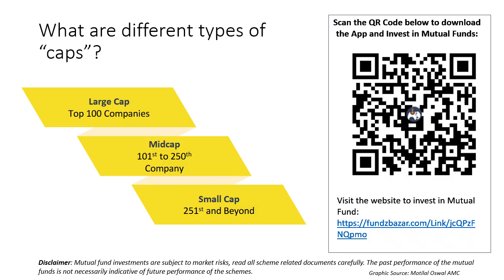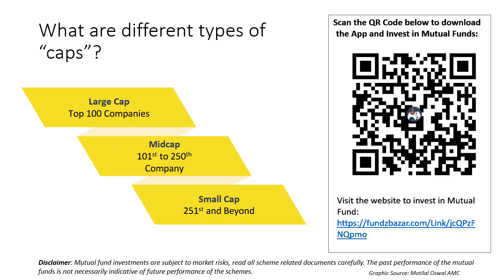So large cap companies are basically the top 100 companies by market capitalization. So these are typically companies like Tata, Reliance, Birla, L&T, because their share price and number of shares outstanding are so large that their market capitalization typically runs in thousands of crores. So top 100 companies are large cap. The next 150 companies, okay, so rank 101st to 250th are called mid cap companies, right? And companies ranked 251st and beyond are called small cap companies.